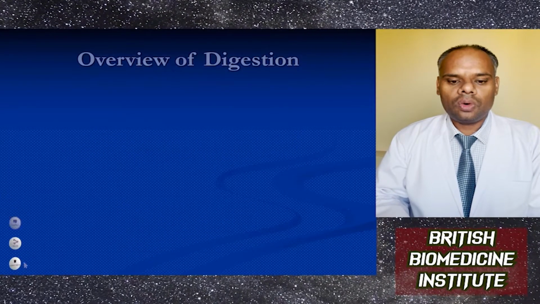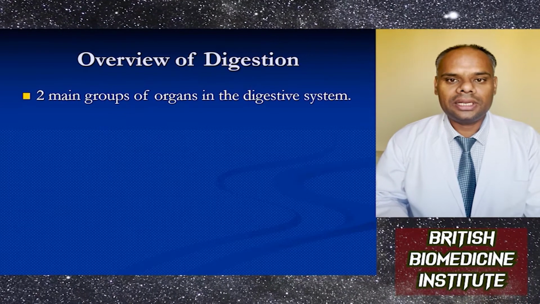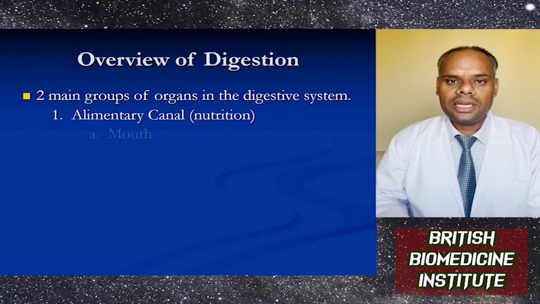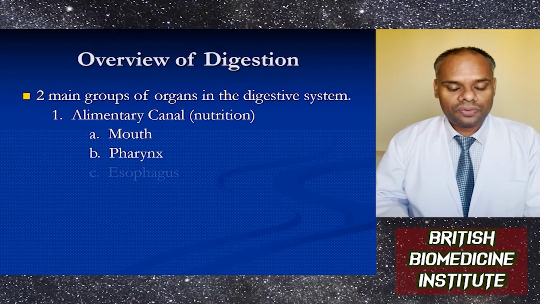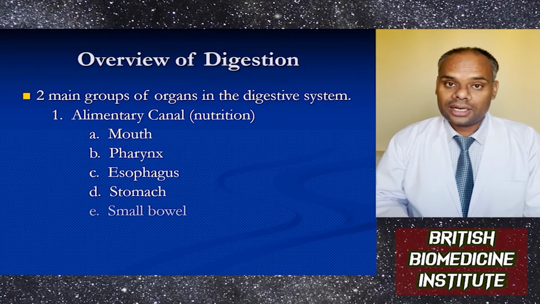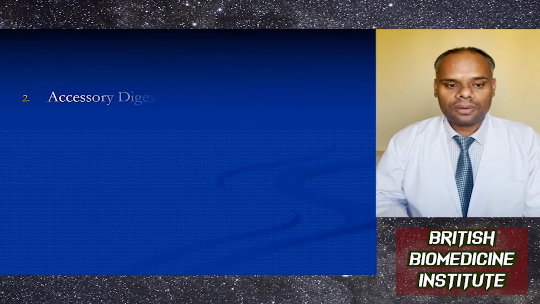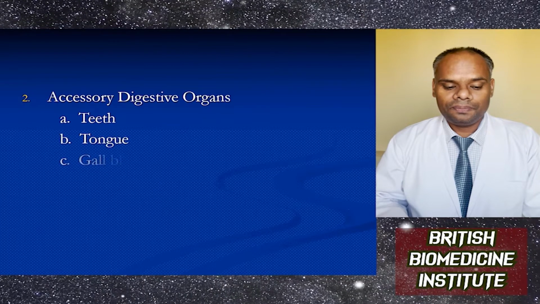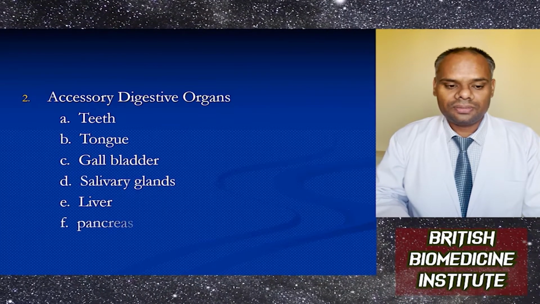In the overview of the digestive system, there are two main groups of organs which help in digestion. The first one is your alimentary canal, and it consists of the mouth, pharynx, esophagus, stomach, small bowel and large bowel, whereas your accessory digestive organs are your teeth, tongue, gallbladder, salivary glands, liver and pancreas.